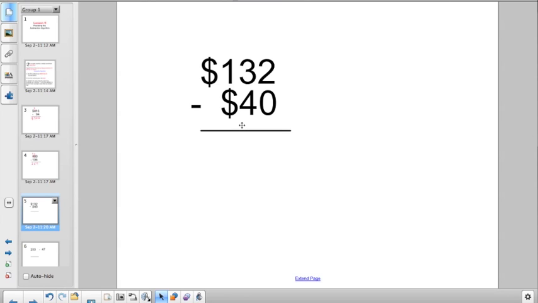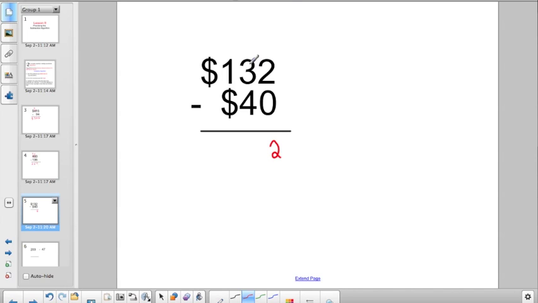So let's go ahead and set them up vertically, one on top of another, and now we can go and start our subtraction algorithm again, right? 2 minus 0, the top number is bigger than the bottom, so I can go and write 2.